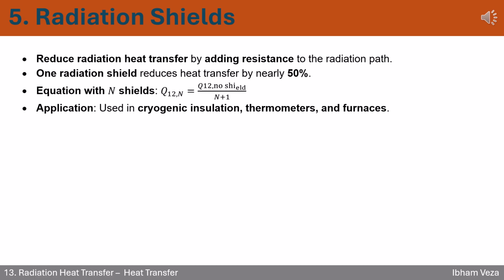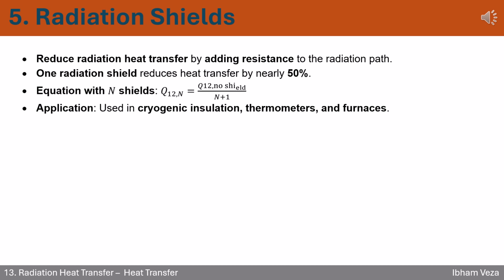5. Radiation shields. Let's talk about a simple but powerful way to reduce unwanted heat transfer: radiation shields. The concept is straightforward. By adding a barrier between two surfaces, you increase resistance to heat flow. Just like wearing sunglasses reduces glare, a radiation shield reduces the heat moving from one surface to another. In fact, adding just one shield can cut radiation heat transfer almost in half, about a 50% reduction.